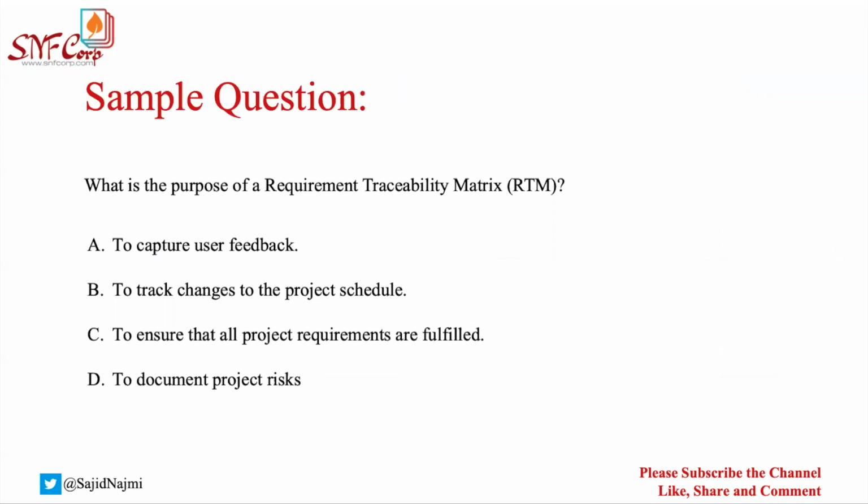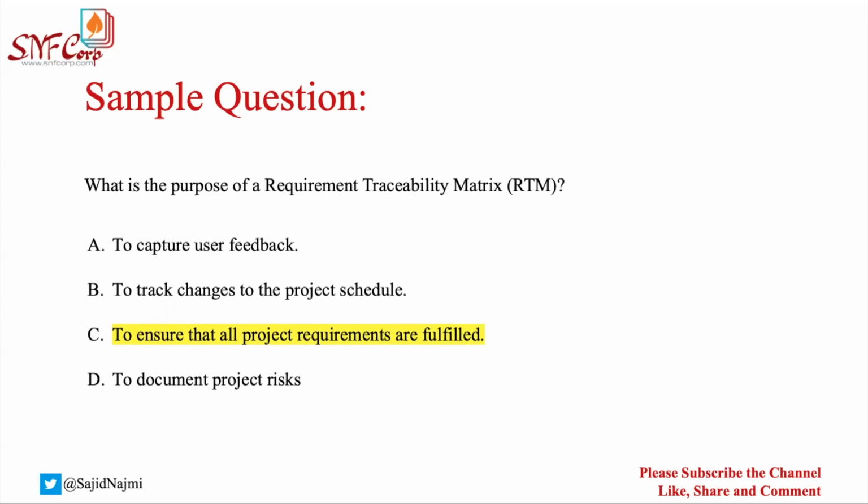Any other answer? It's B, to track changes to the... It's D. Document project risks. C and B. Okay, let's see what is the answer. The answer is C, to ensure that all project requirements are fulfilled.